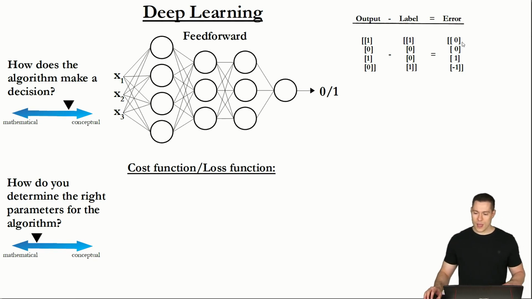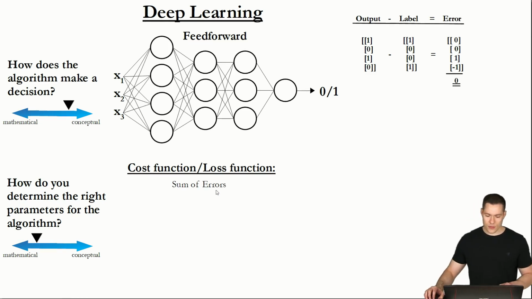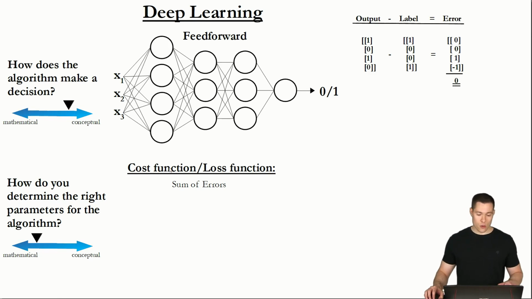And here the error is going to be 0 if our prediction is correct. So if the output and the label are the same, and if those predictions are not correct, then the error is going to be either 1 or -1. And now, since we want to have a metric that tells us overall how good the neural net is at making predictions, we simply sum up all those errors. So this sum of the errors we could now use as our cost function.